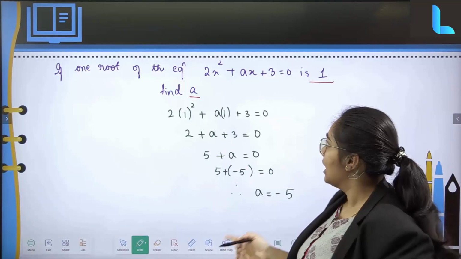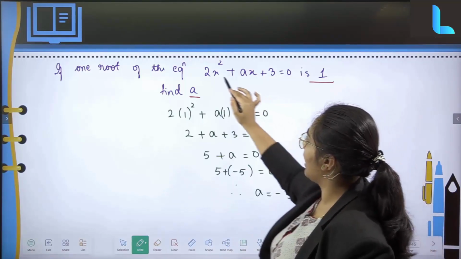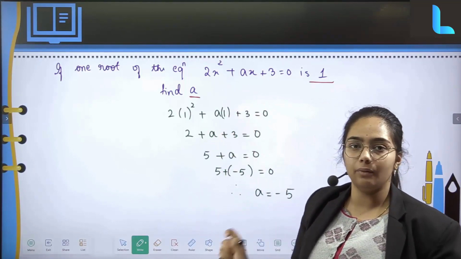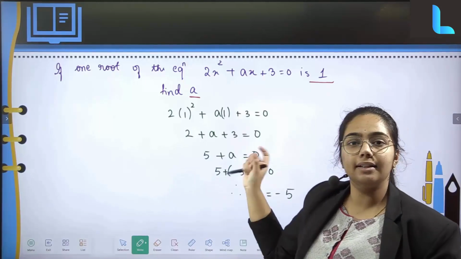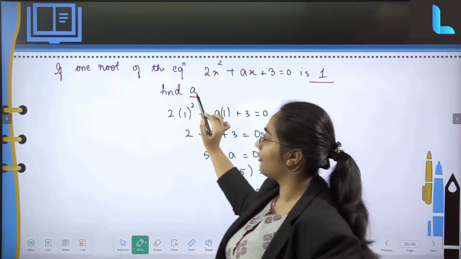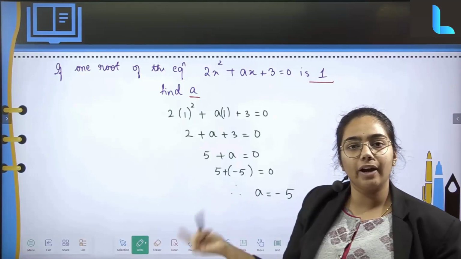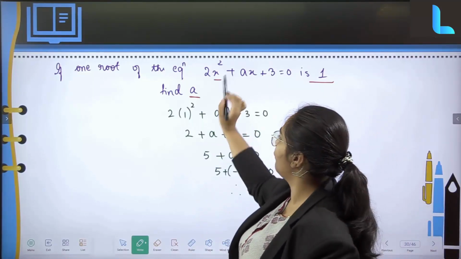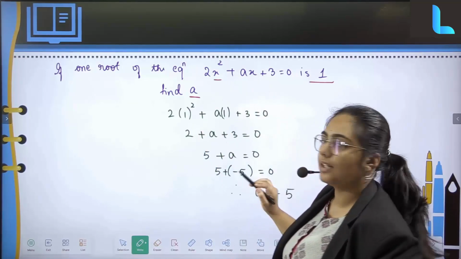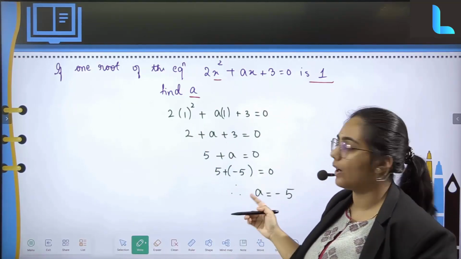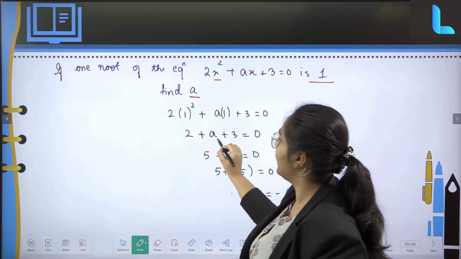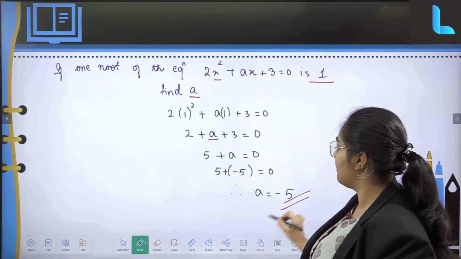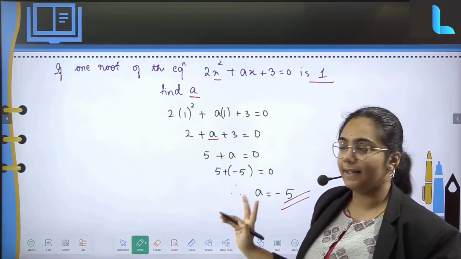Next question. If one root of the equation is being given as 1, you have to find out what is the value of a. So first and foremost, they have given that one root is going to be 1. They have clearly said that you have to find out a. If I have to find out a, the value which they have given, 1, is going to be my value of x. So wherever I have x, I am just going to substitute it with 1. So when I am doing that, only a remains. That is when I will be getting the value of a as minus 5.